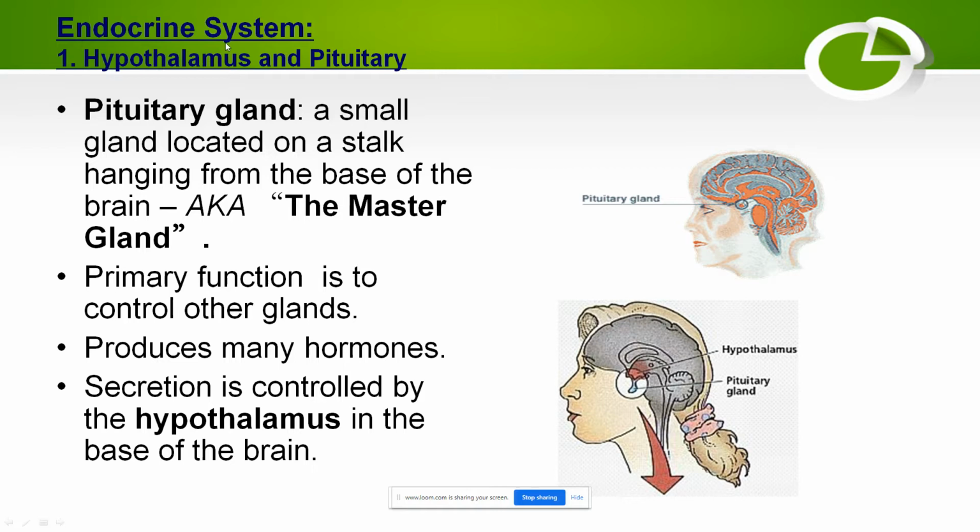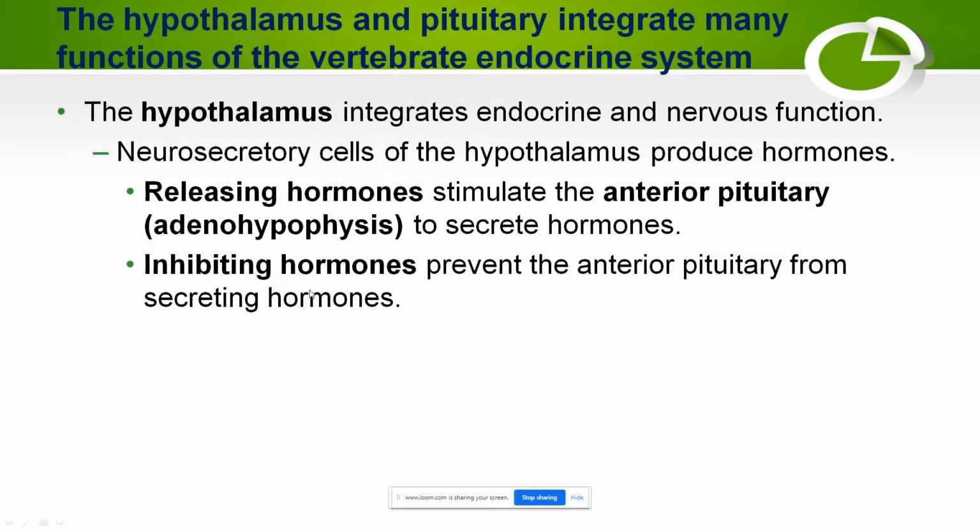Now, under the endocrine system, we are going to look at the hypothalamus and pituitary gland. The pituitary gland is a small gland located on a stalk hanging from the base of the brain. It is sometimes called the master gland. Its primary function is to control the other glands, which produce many hormones. Secretion is controlled by the hypothalamus in the base of the brain. The hypothalamus integrates endocrine and nervous function.